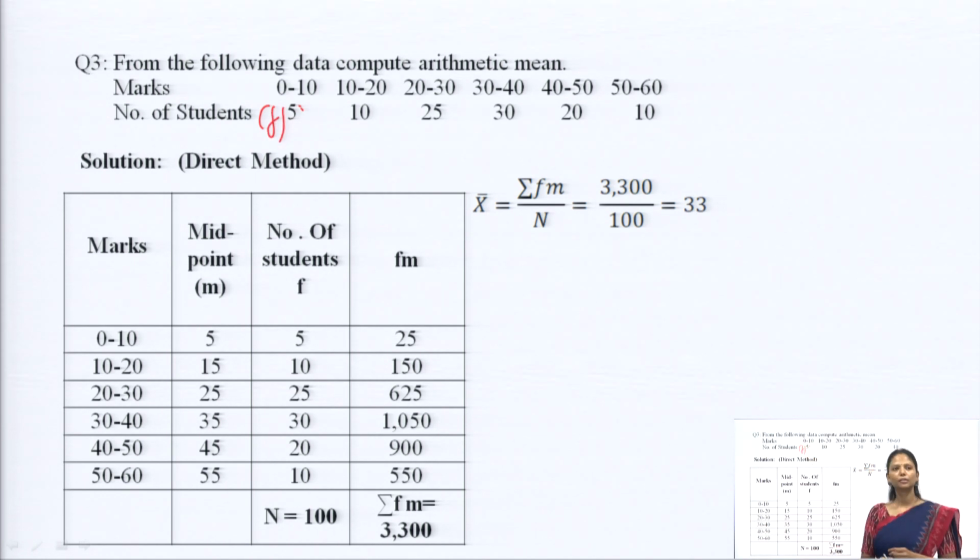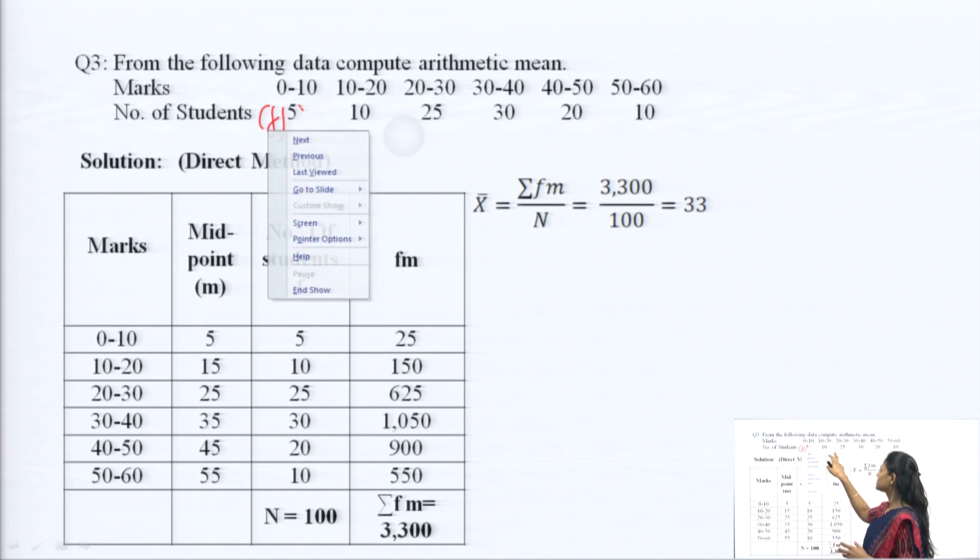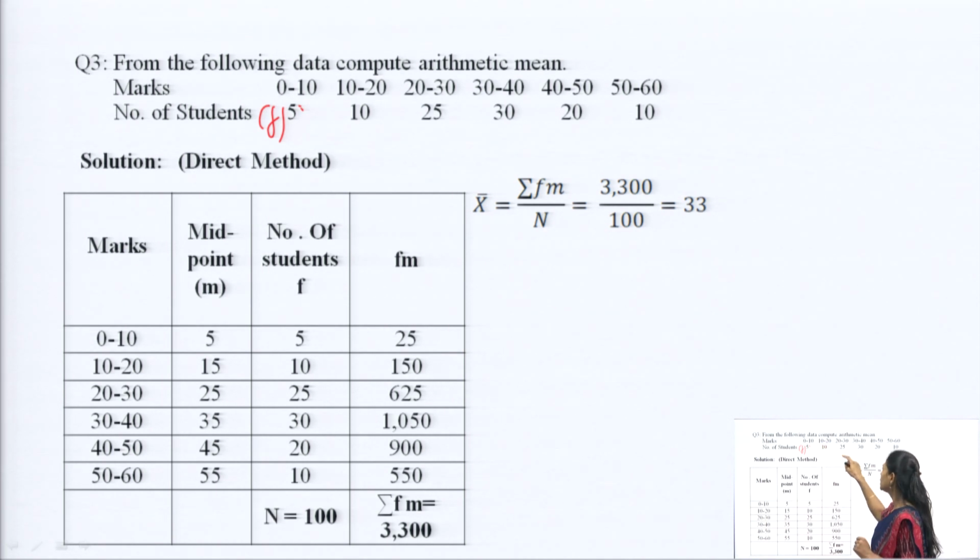5 students obtained marks which lie between the class interval 0 to 10. 10 students obtained marks between the class interval 10 to 20. 25 students obtained marks between 20 to 30. 30 students obtained marks between 30 to 40. 20 students obtained marks between 40 to 50, and there are 10 students whose marks lie between 50 to 60. If we add the number of students here, we get f, the total frequency, the total strength of the class, and it came out to be 100.